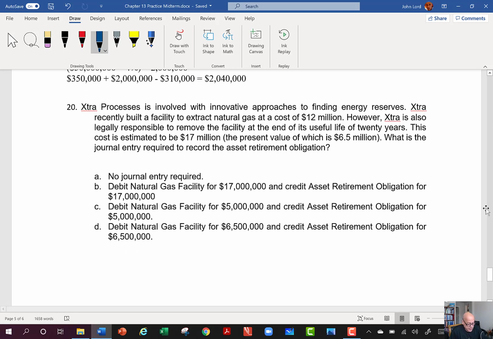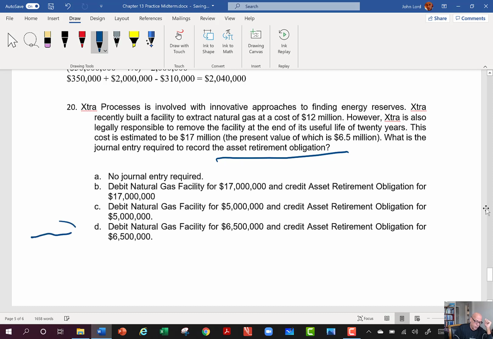Extra is involved with innovative approaches to finding energy reserves. Extra recently built a facility to extract natural gas at a cost of $12 million. However, Extra is also legally responsible to remove the facility at the end of its useful life of 20 years. This cost is estimated to be $17 million, the present value of which is $6.5 million. What is the journal entry for the asset retirement obligation?